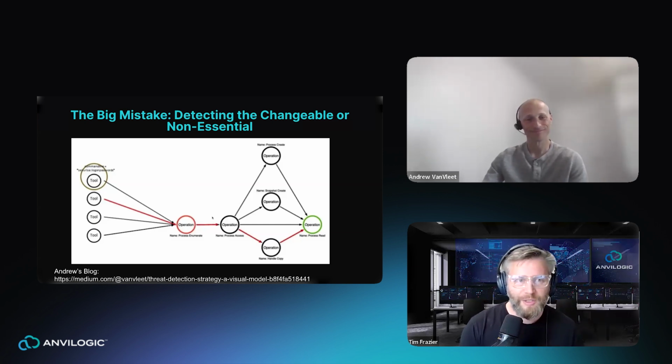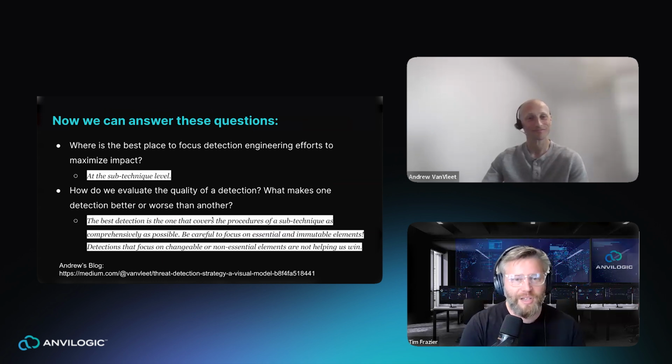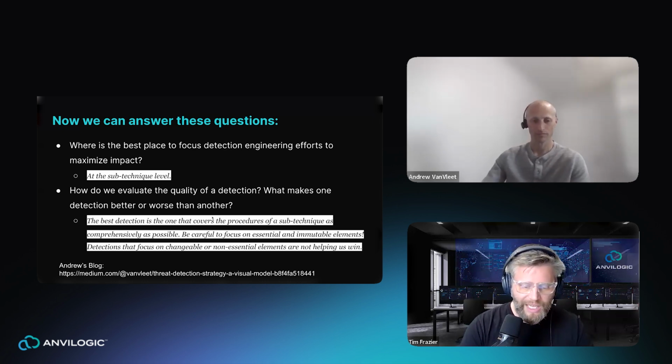Right. All right. Well, we need to land this plane. Let's bring it back. So, in summary, for the questions that we started with, the best place to focus these efforts would be at the sub-technique level. It's the conclusion that hopefully this talk and your blog post have equally come to. But the idea of evaluating the quality of detection is that comprehensiveness with respect to the individual sub-techniques.